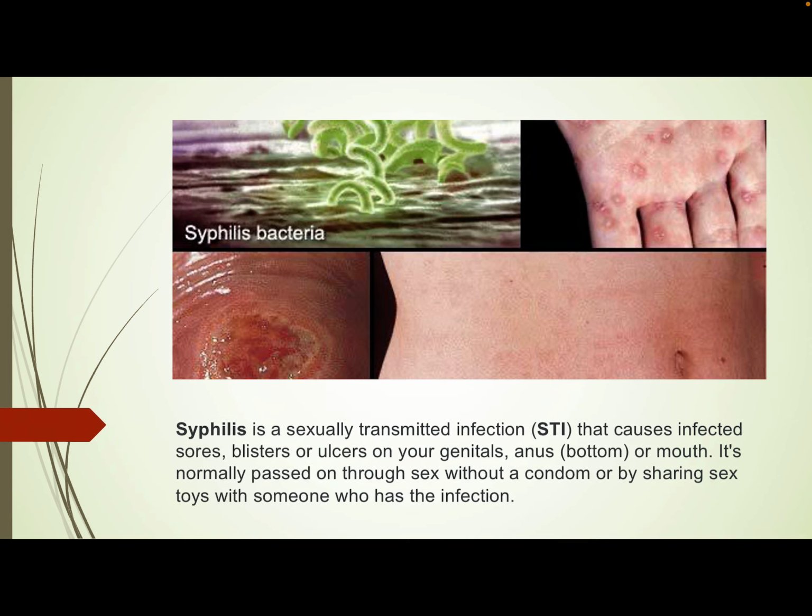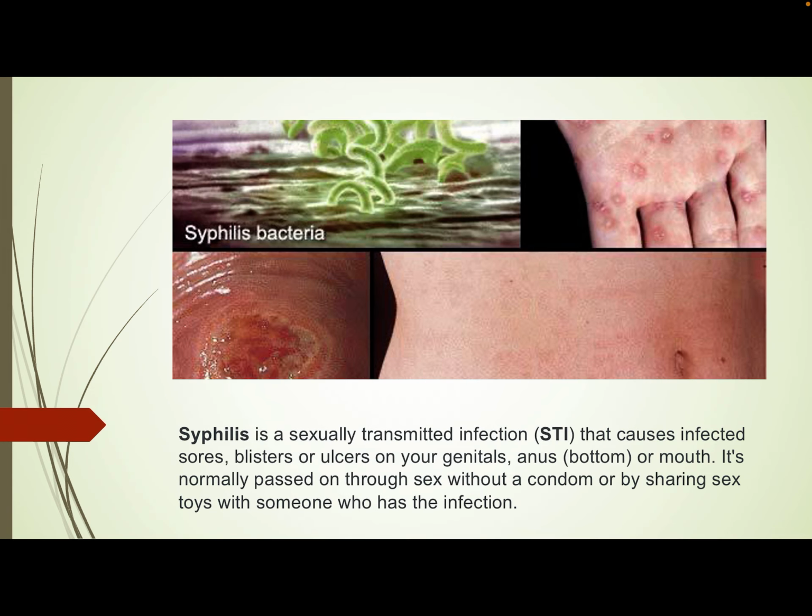Syphilis is a sexually transmitted infection caused by bacteria that causes sores, blisters, or ulcers on your genitals or the anus or mouth. It's normally passed on through sex without a condom or by sharing sex toys with someone who has the infection.